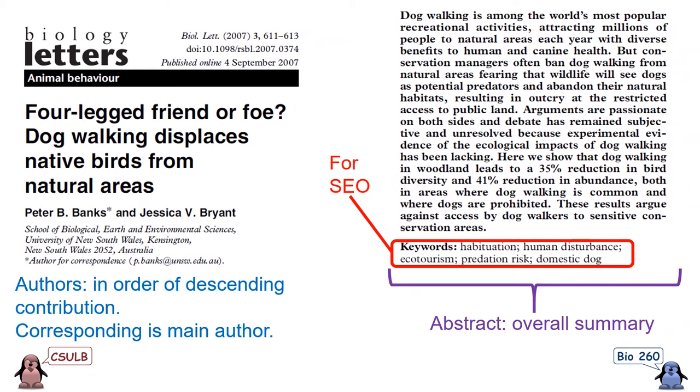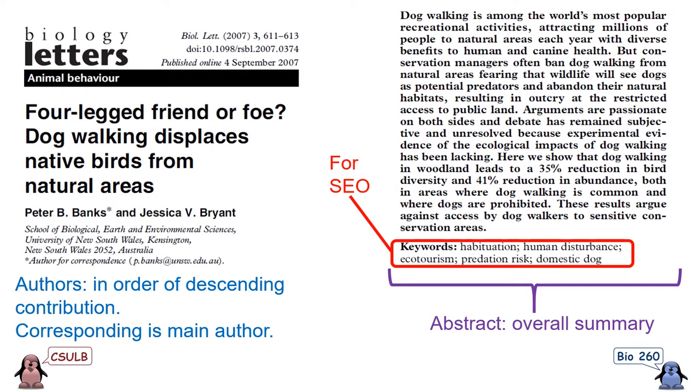On the left, you can see the name of the journal, Biology Letters, and the citation information at the top. Note the DOI number. Every published scientific article receives a DOI number, and if you know that number, you can easily find it. In the black bar, we see the specific topic for this article within the journal, Animal Behavior. Then we have the title.